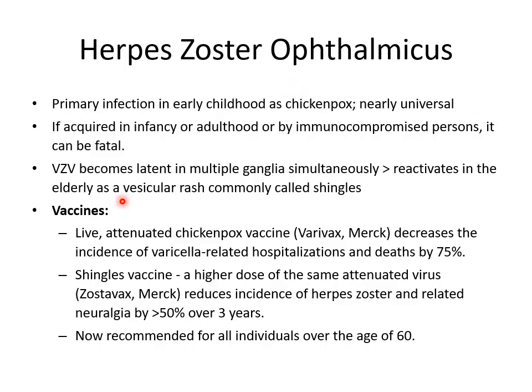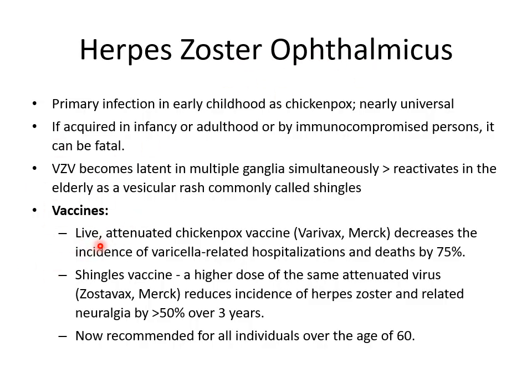It is very severe. So what happens is that this varicella zoster virus becomes latent in multiple ganglia simultaneously, and then it reactivates as a vesicular rash, which presents as shingles. This rash is accompanied by very, very severe pain. So points number 2 and 3 become the rationale for developing vaccines against herpes zoster in general, not herpes zoster ophthalmicus necessarily.